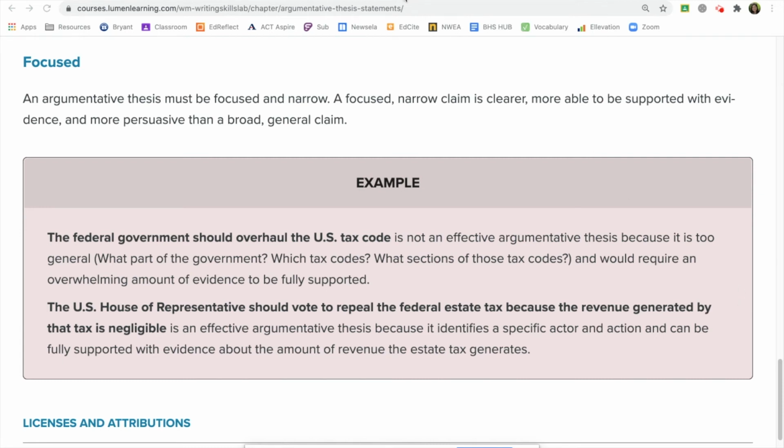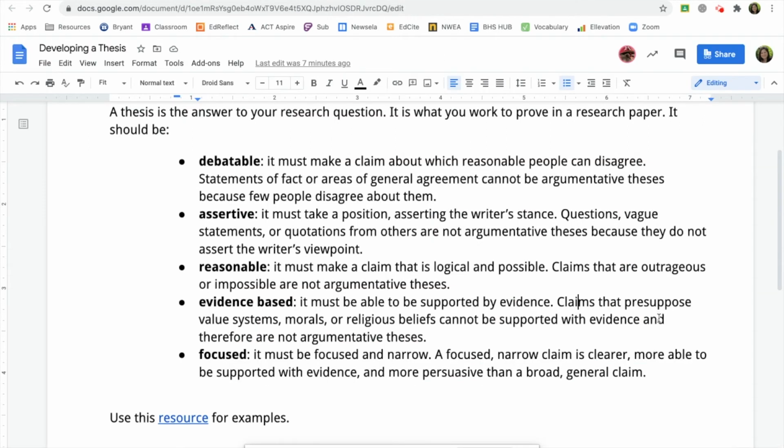Let's think about a couple of examples. One of the topics on the SIRS database was about shortening the school week. So an example that a different class came up with was, in order to save money on utilities and the school bus gas, the school week should be shortened to only 4 days. So let's look at that thesis and see if it meets the criteria. In order to save money on utilities and school bus gas, the school week should be shortened to only 4 days. So is that debatable?